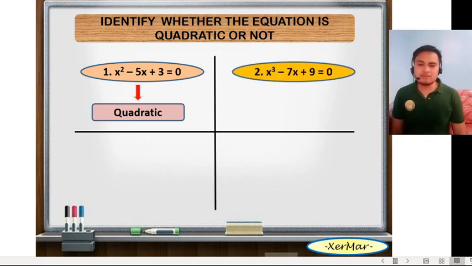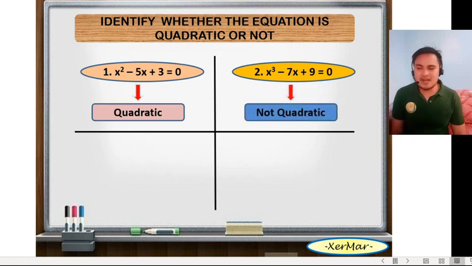Next, number 2. X cubed minus 7x plus 9 equals 0. Now, observe, yung variable natin ay x pa rin, pero ang highest exponent niya or power ay 3. So, quadratic pa rin ba siya or hindi? Okay, so the answer is not quadratic.